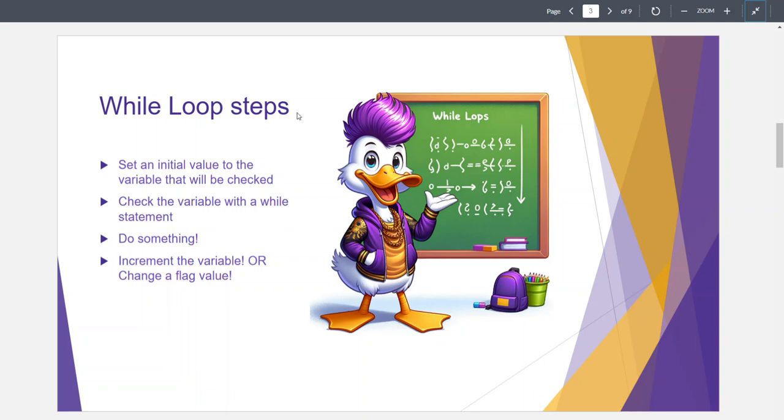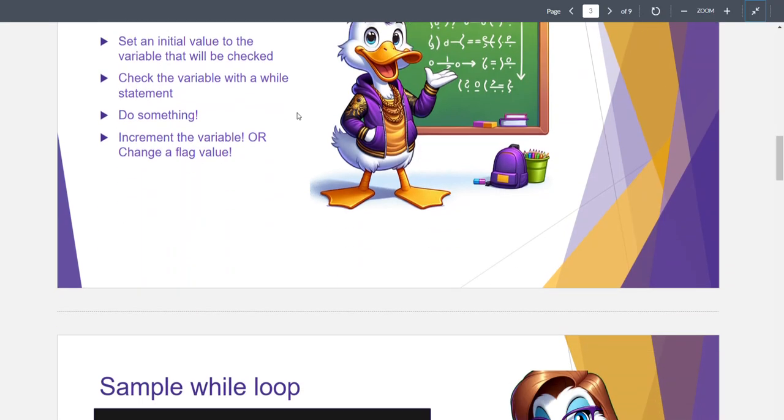So our while loop steps is to set an initial value to whatever variable that you're going to check, and it's going to need to change value for the loop to stop. So you're going to check the variable with a while statement, then you're going to do something, and then you need to increment the variable or change a flag value, in some way change it. Otherwise, if it never changes, you'll be stuck in the dreaded infinite loop.